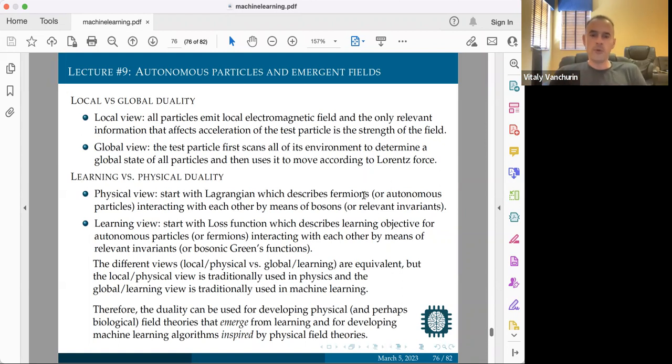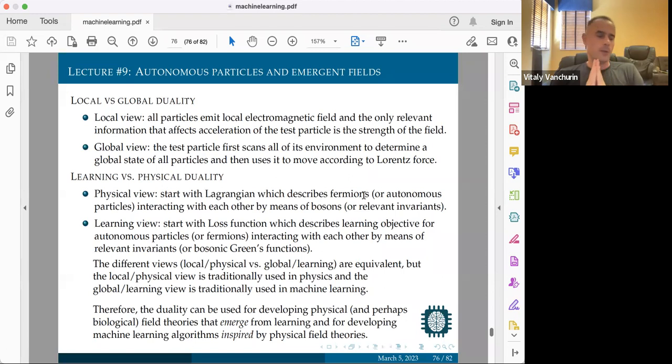Now, why do I call it a local view? Because I locally measure the electric field, and all other particles, all other cars, all other autonomous vehicles have also been emitting that field locally. Now, because the speed of light is so fast, once you emit a signal, it spreads out through the entire space very fast. But nevertheless, the theory is local. A car locally emits the field, and the car locally observes or calculates the field, and then uses the field to move. That's a local view.